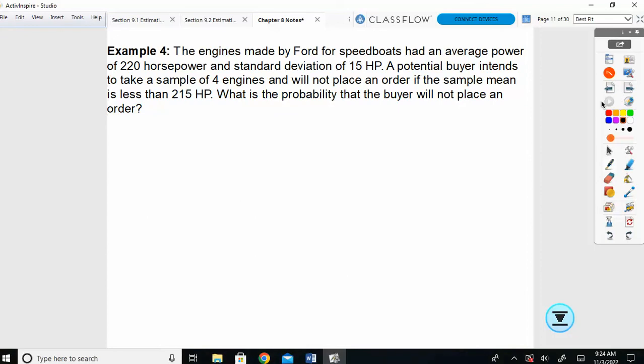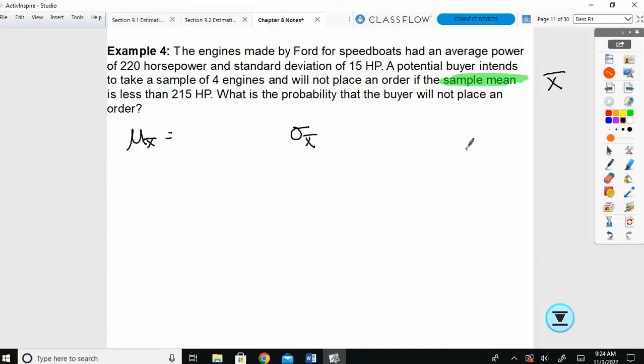The engines made by Ford for speedboats have an average power of 220 horsepower and standard deviation of 15. A potential buyer intends to take a sample of 4 engines and will not place an order if the sample mean, so when I see sample mean, what am I thinking about? Sample mean, that's talking about the X bars, is less than 215 horsepower. What is the probability that the buyer will not place the order?